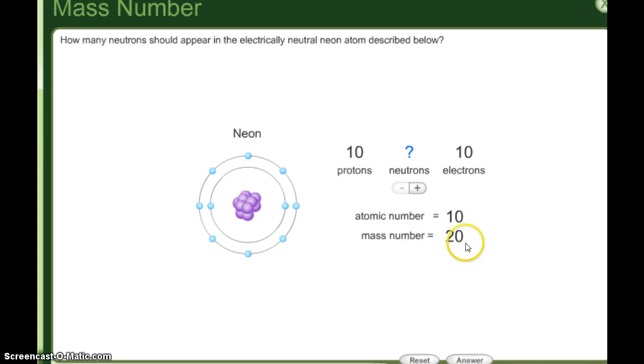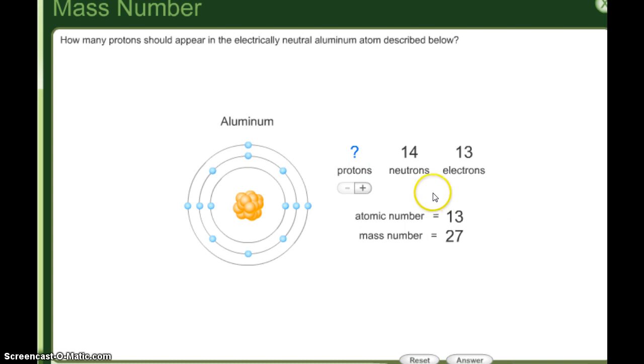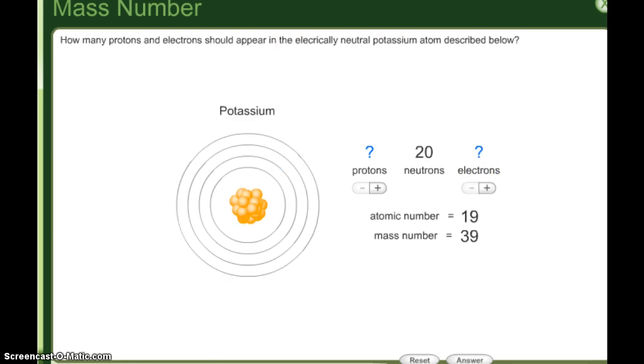Answer is, the mass is 20. 20 minus 10 is 10. The number of neutrons equals the mass number minus the atomic number, or the mass number minus the number of protons. All right, so what about aluminum? It has 14 neutrons, 13 electrons. How many protons? Hit pause. Answer is 13. It's always the same as the atomic number. It starts out neutral, so it's also the same as the electrons to start out.